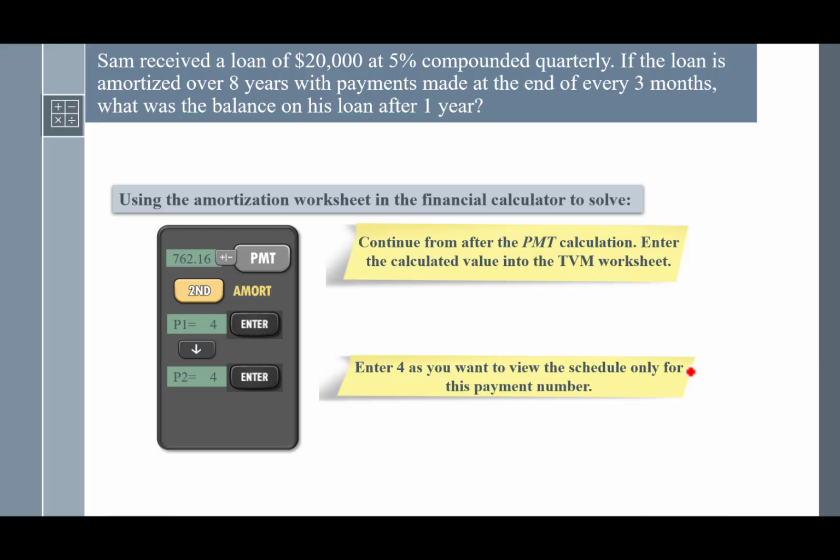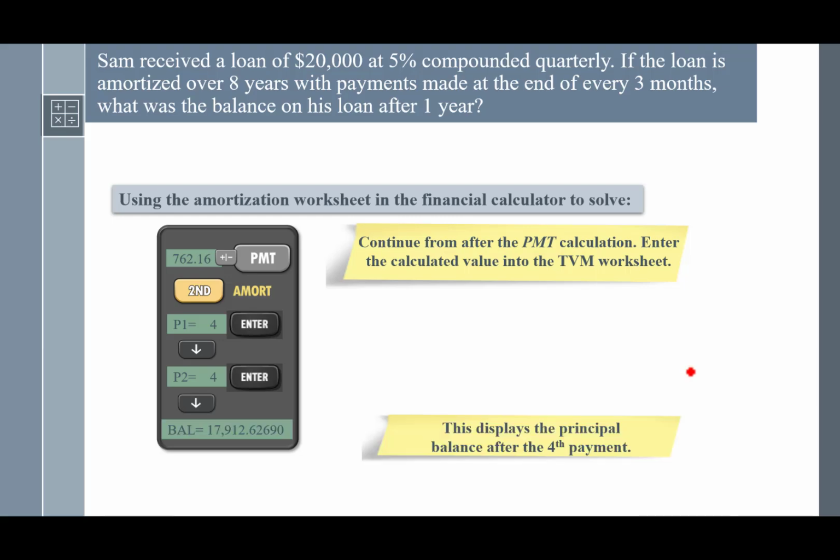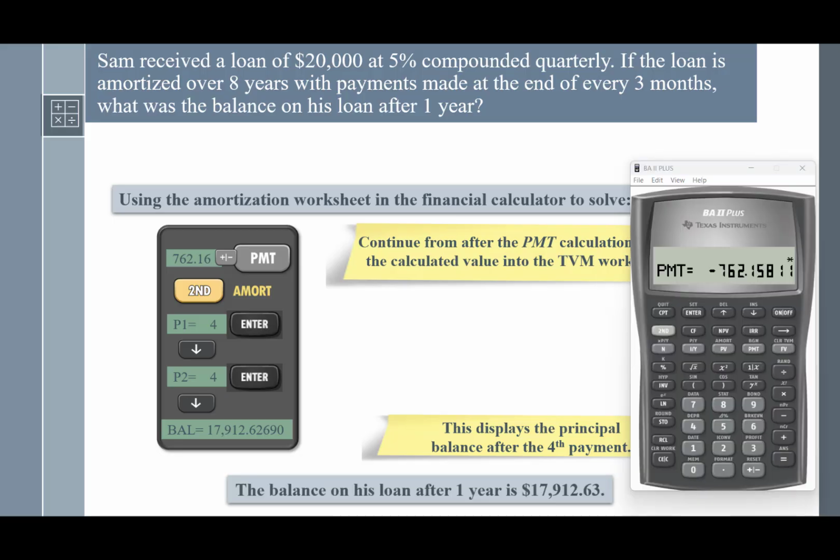This will give me the balance after the 4th payment, which is the first year. Then I will get the balance, I will get the interest, I will get the portion. Let's grab the calculator and enter all of these. So here I have everything ready. I entered all the values.